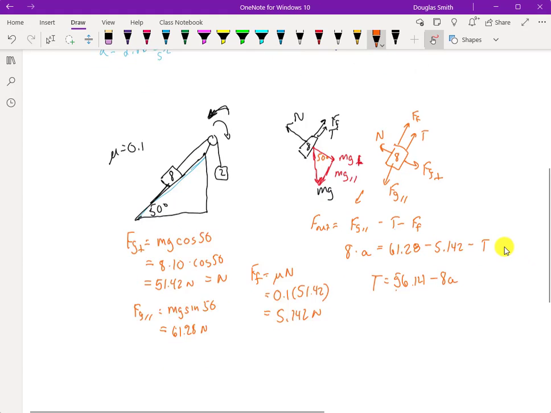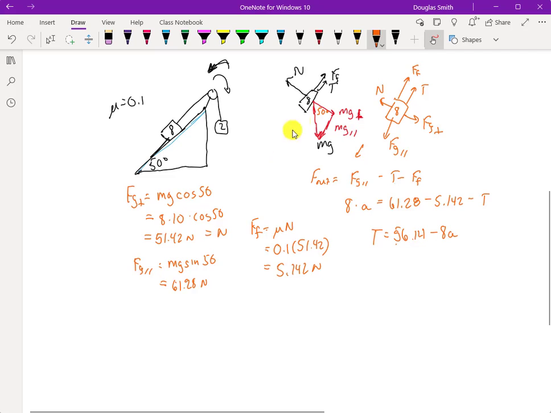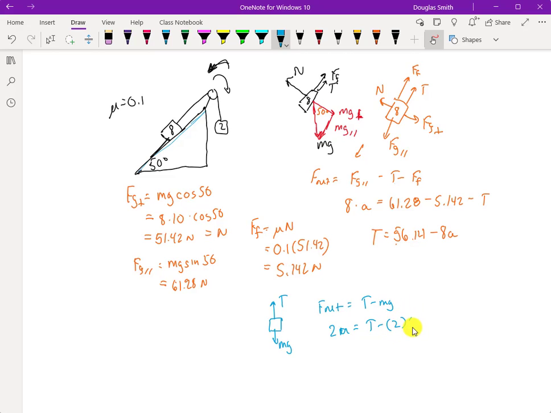Now we got to deal with the other mass, the 2 kilogram mass. So the 2 kilogram mass is much simpler. T and mg. So I was saying that I think this one's going to be moving up. So I'd say F net is equal to T minus mg. So F net is 2a equals T minus, and this is 2 times 10. So in this case, I have 2a plus 20 equals T.